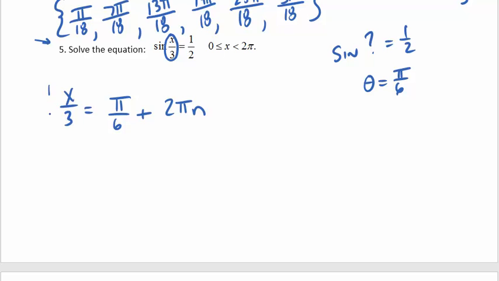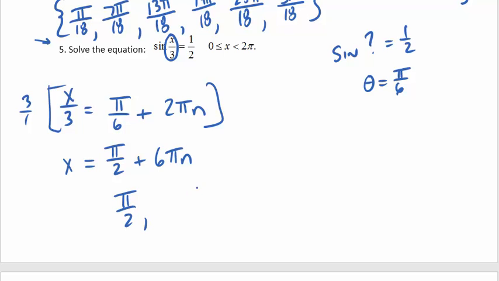Now we want to solve this equation. We're going to go through and multiply everything by 3. Think of that as 3 over 1. So I'll get x equals, well, when I divide a 3 out here, I'll get pi over 2. And then when I multiply this by 3, I'll get 6 pi n. Okay, well, first solution comes when n is 0, so that's just going to be pi over 2. And notice, as soon as I take n equals 1, I'm going to be adding 6 pi to this value. So I've gone way outside of my domain here, which was just between 0 and 2 pi. So I'm just going to get one solution here, and that is pi over 2.